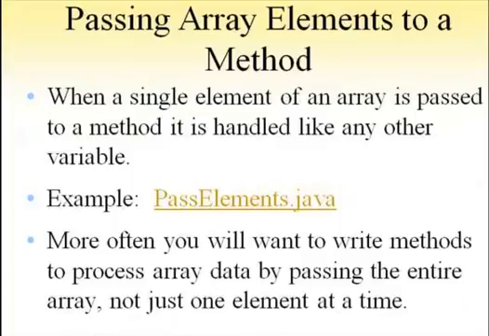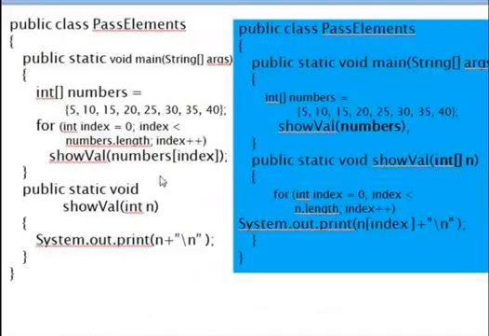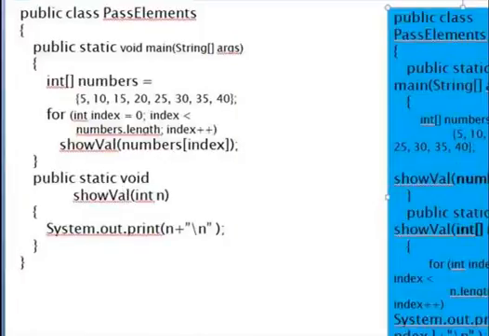Well, how is it possible that we pass an array element to a method? Let's look at one example. In this example, let's consider I have a method passing element. This method consists of void main String, and right here you're going to see I call show val. Show val is a method right here. Let me take my word back. Let's look at this example.